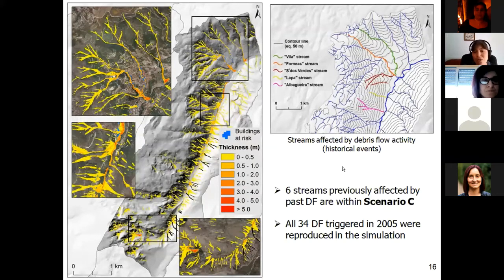Scenario C is considered the worst-case scenario, which is able to simulate the material deposition in all 6 streams previously affected by debris flows in the past, and also the 34 debris flows triggered in 2005.